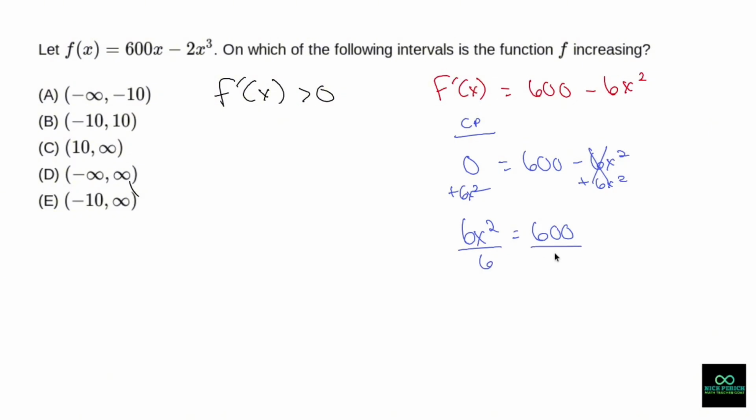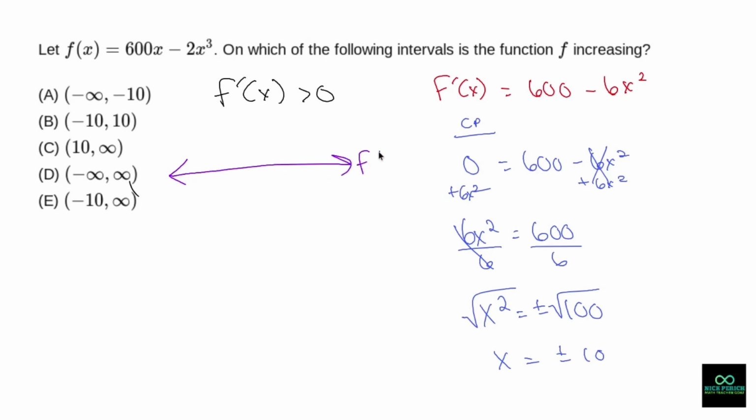Divide both sides by 6. x squared is going to equal 100. And in order to get x all by itself, we take the positive or negative square root of both sides, giving us critical points at positive or negative 10. So here are my critical points. Now I want to make myself a sign table for f prime of x.